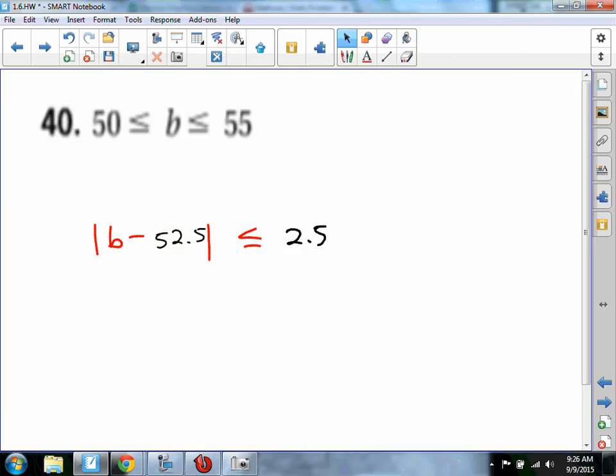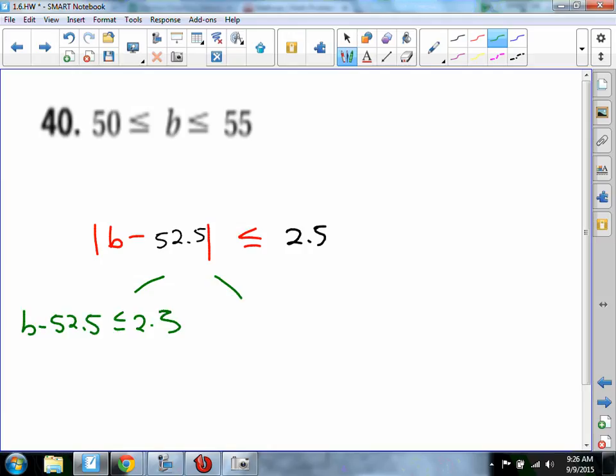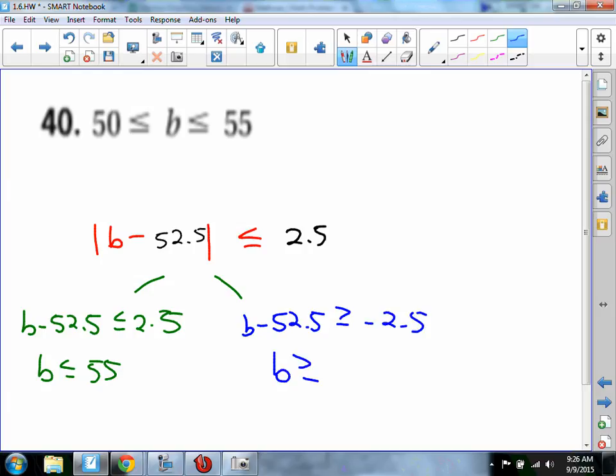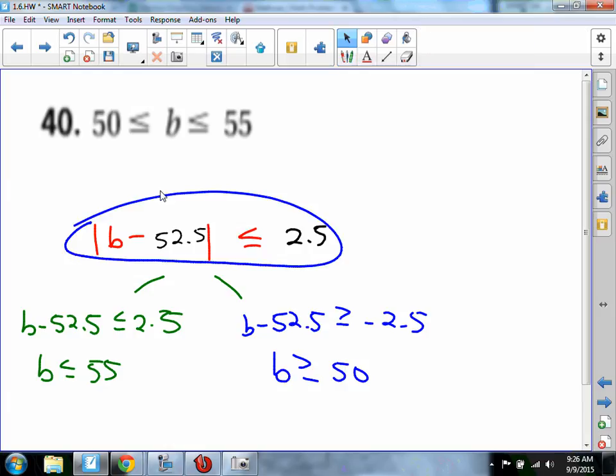If we had it in there, what we would end up with is b minus 52.5 is less than 2.5, which would make b less than or equal to 55. So that looks good so far. The other one would be b minus 52.5 is greater than or equal to negative 2.5, and that would be b is greater than or equal to 50. So that's it. There you go.